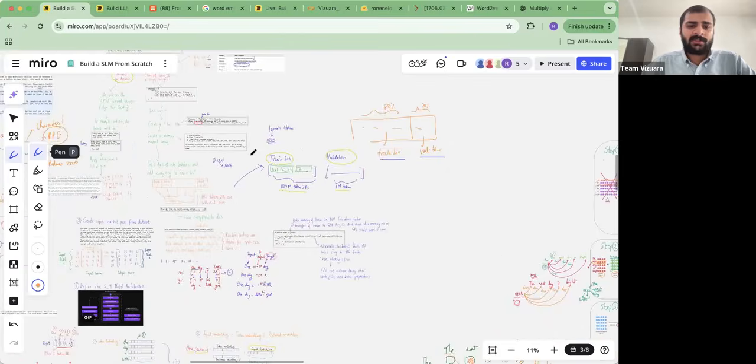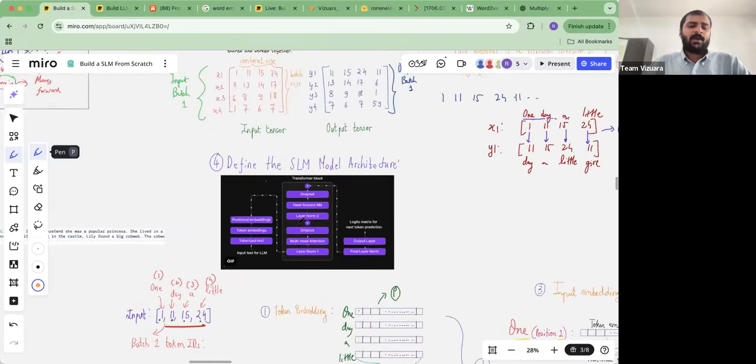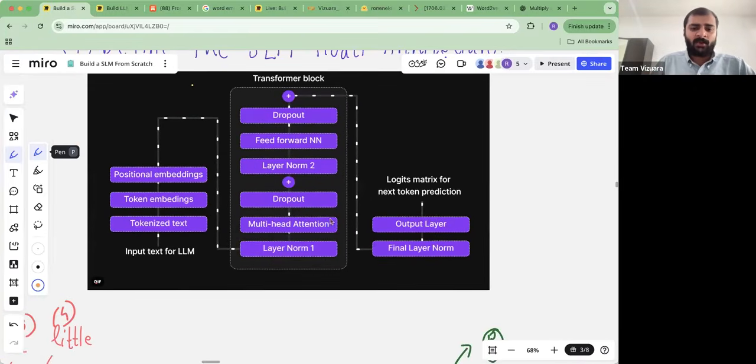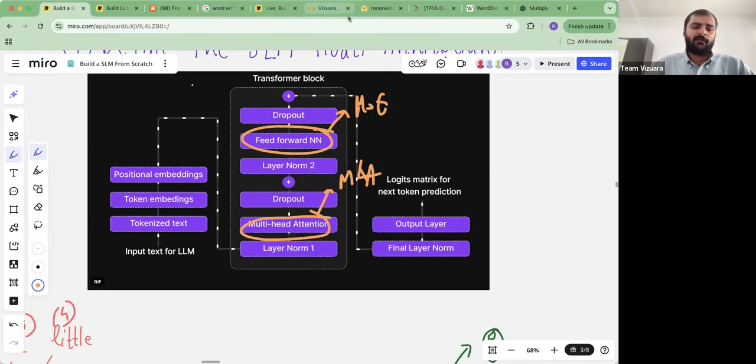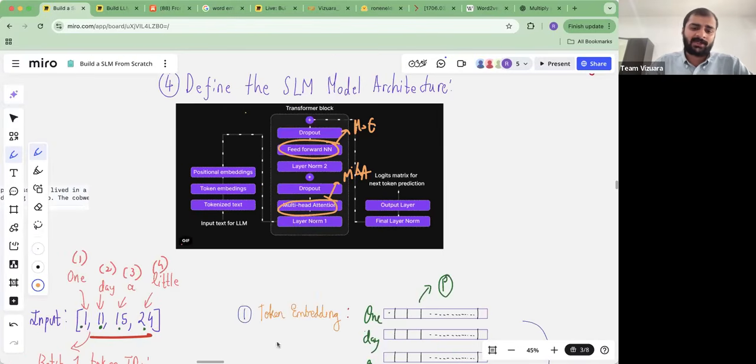Now, if you have understood this entire architecture of the processor block, DeepSeek and all the other papers which came after it actually had innovations in this part and this part, which is mixture of experts over here and multi-head latent attention over here. But don't worry about these right now. For now, your main purpose should be to understand the SLM model architecture itself.